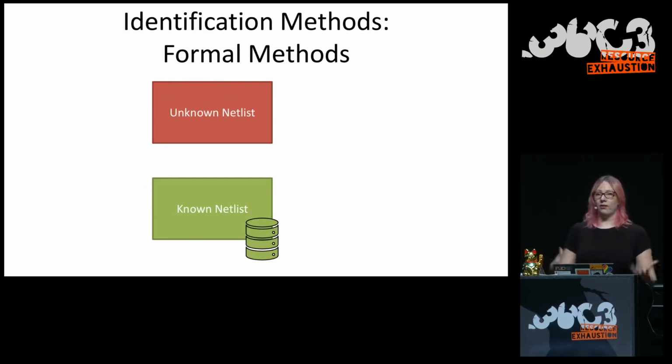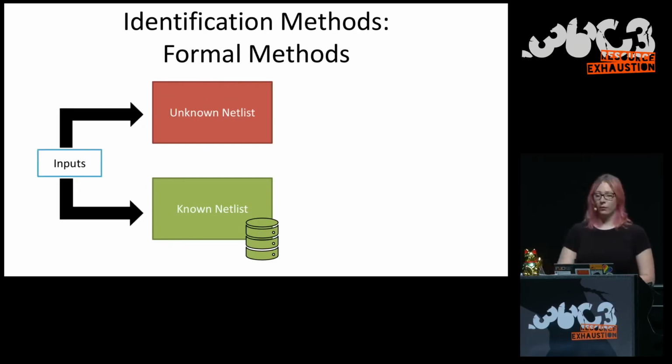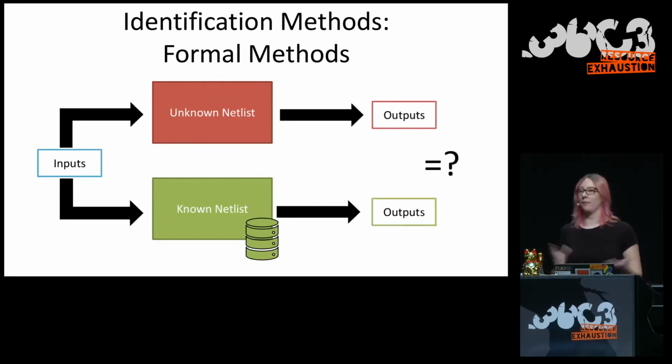And the idea is, look, I've got an unknown netlist. Is it the same as a known netlist? Let's get all the inputs, and let's connect them together. And let's get our outputs and see are they the same. So if for every single input that we can put into both designs, the output is always exactly the same, it's probably functionally exactly the same thing, which is quite nice.